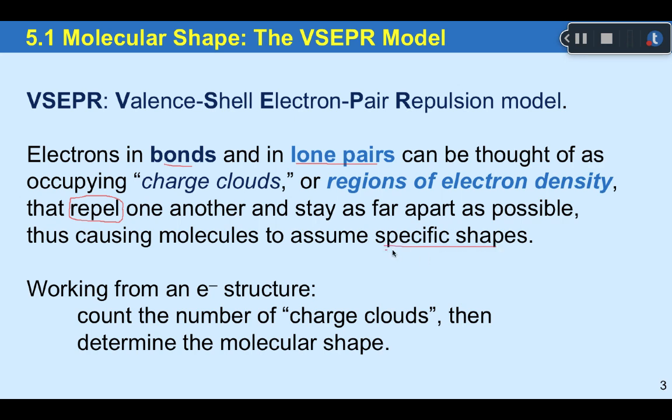So specific shapes result from these bonds and lone pairs which are repelling one another in these charge clouds around a central atom. So you have to begin with an electron dot structure that's correctly done. You need to find all the bonds and all the lone pairs to know what the charge clouds are, and from that you can determine the molecular shape. So this is why our exercises in creating correct Lewis electron dot structures were important to begin with.